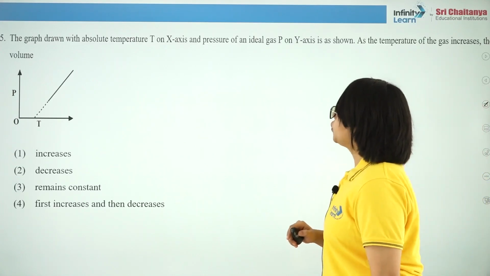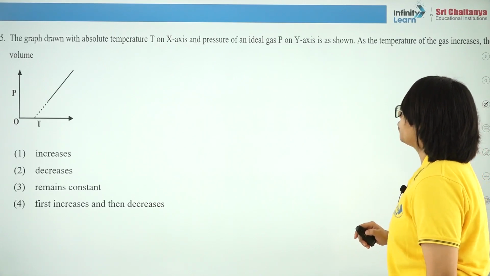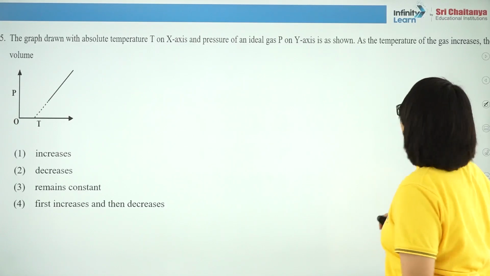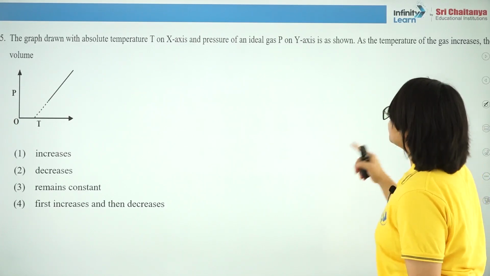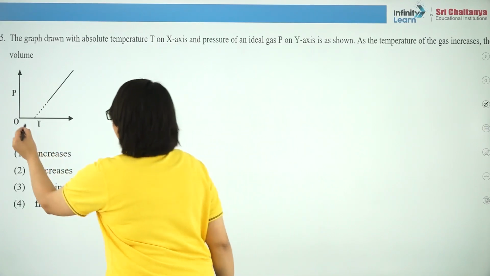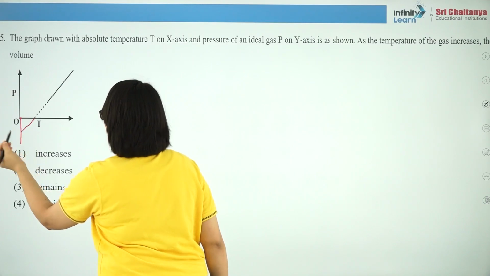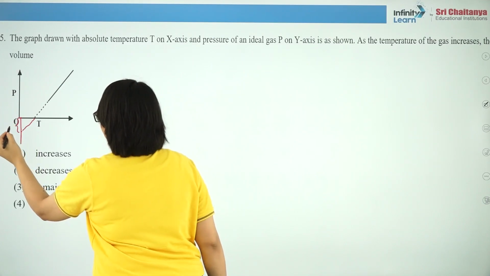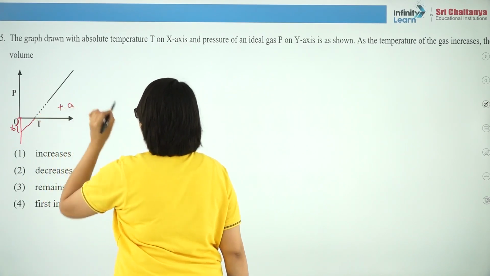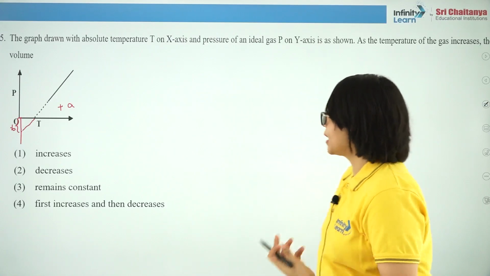Next is 125th question. The graph drawn with absolute temperature T on x axis and pressure of an ideal gas P on y axis is shown in the figure. As the temperature of the gas increases, the volume will be? So, this is your PT graph, and let us extend the straight line something like this. You can find that the y intercept is negative and slope is positive. Let us say it is plus A, and y intercept of the straight line is minus B.